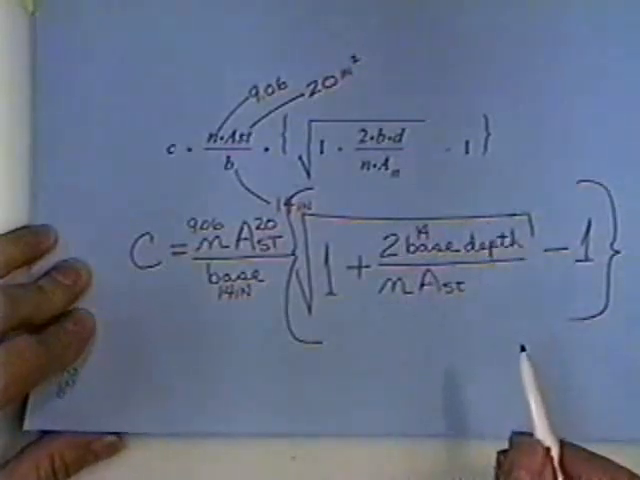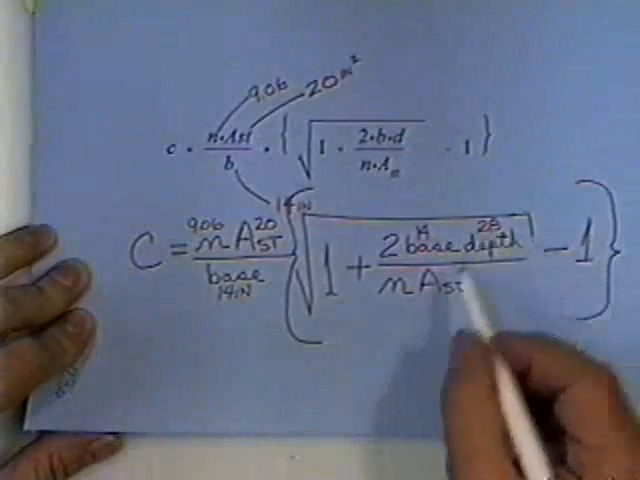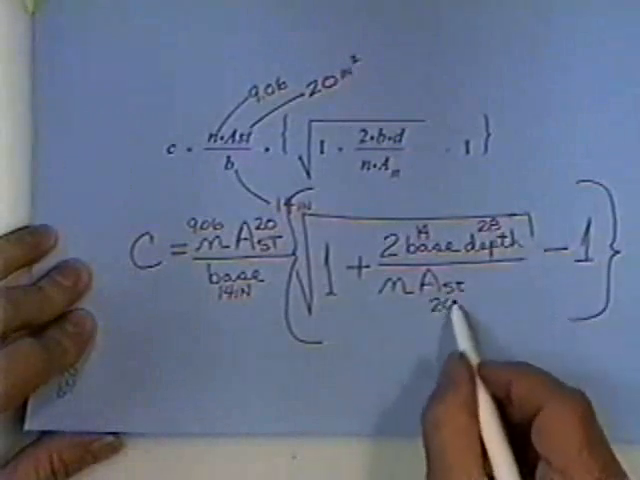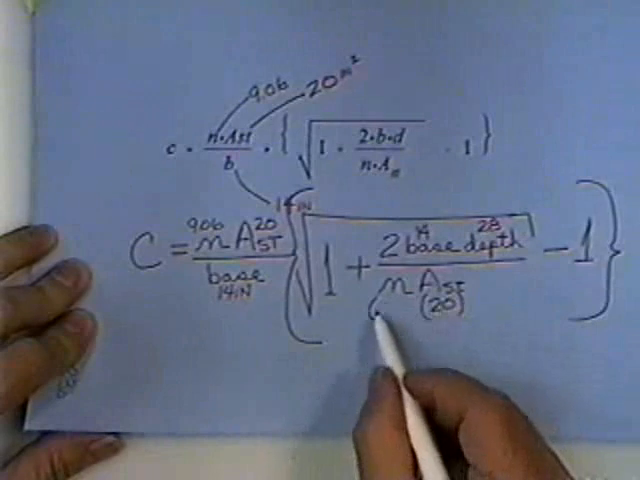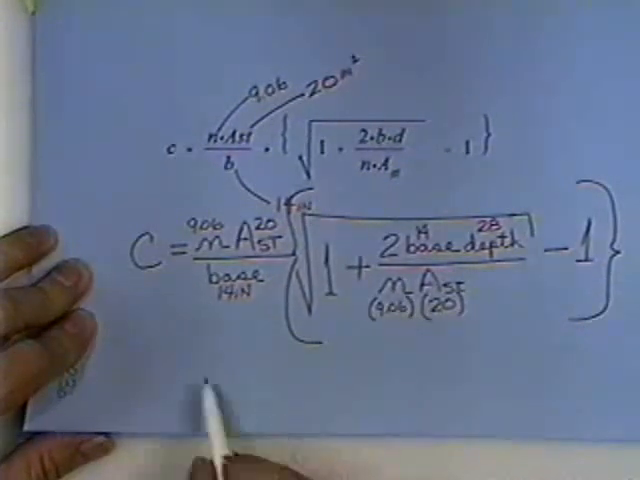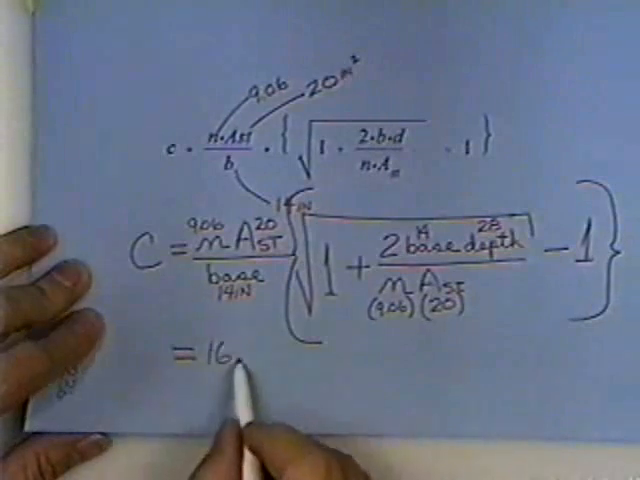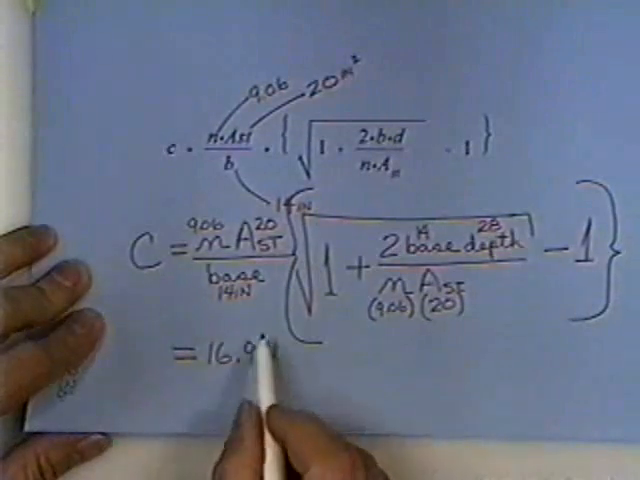How deep is it? So I don't have to shift this page again. 28, thank you. Our area of steel is 20. Our modular ratio 9.06. We crank that out and you'll find that's the location of the neutral axis for a concrete beam. 16.9 inches. What were the numbers you put in?